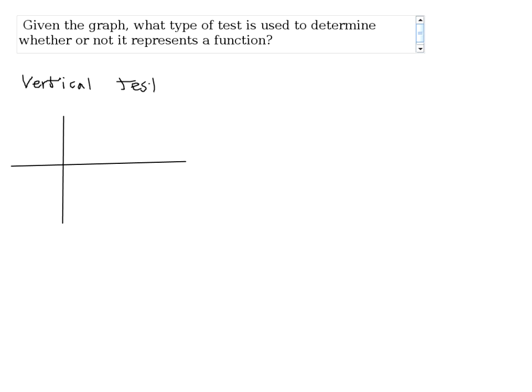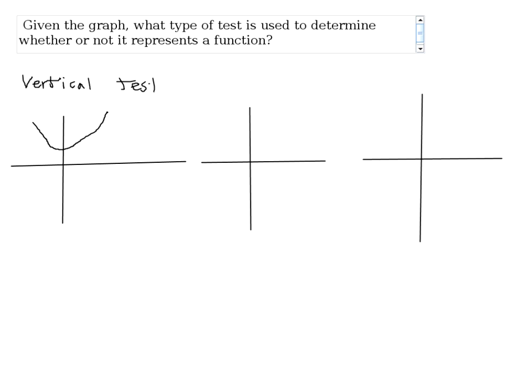So if I have 3 graphs here. Okay, first one I'm going to make look like a parabola going up, and the other one I'm going to make go like that, and the other one I can make like a circle like that. Okay, so we want to use a vertical test to see whether these are functions or not.